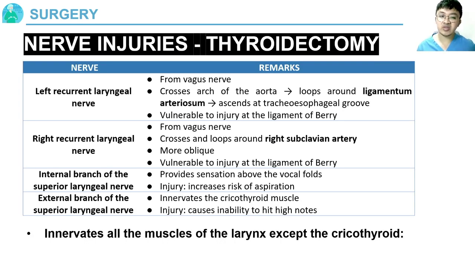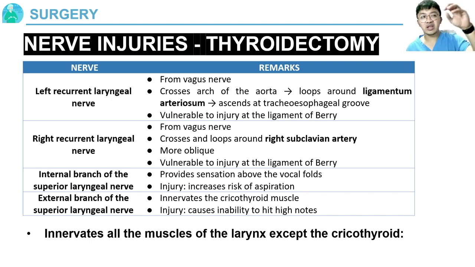So for thyroidectomy, especially if you're doing modified radical neck dissection, you have increased risk of nerve injuries, right? For the left recurrent laryngeal nerve, remember you have your vagus nerve which goes down to your abdomen, right? From that vagus nerve, it gives off a laryngeal branch, your superior laryngeal nerve, which again supplies sensation to the larynx and motor to the cricothyroid muscle.